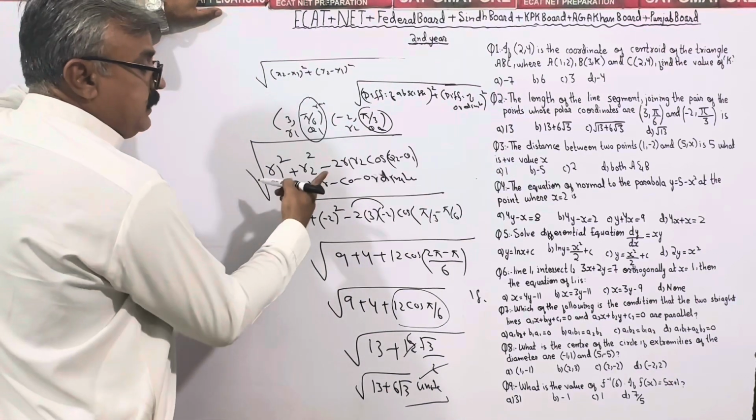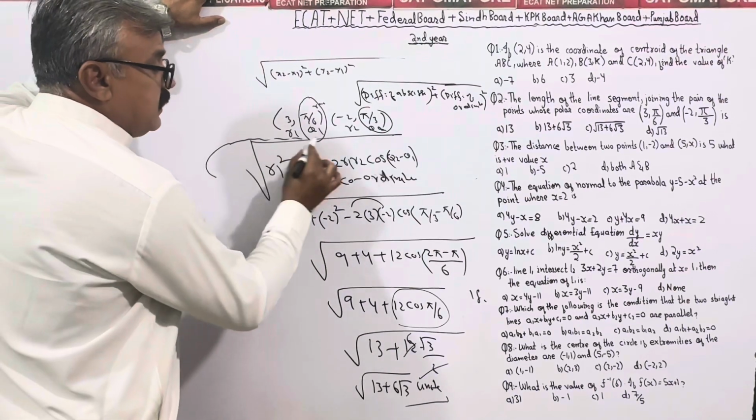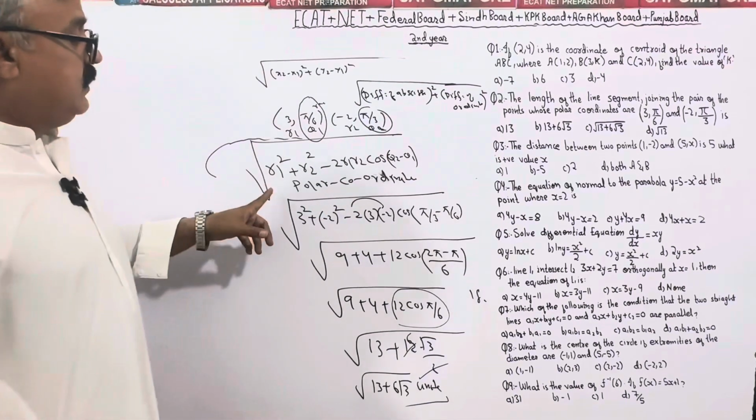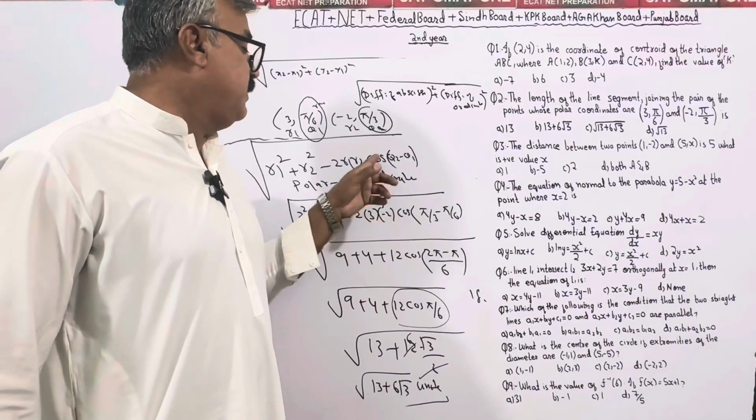R1 square plus R2 square minus twice R1... This is the same formula for finding the resultant of the vectors. Same: F1 square plus F2 square minus twice F1 into F2 cos theta, where theta is the angle between the given vectors.